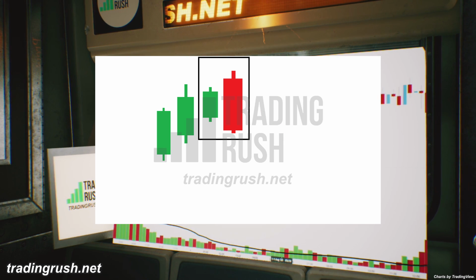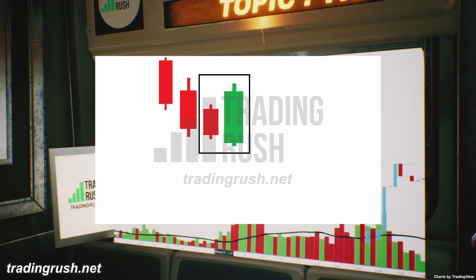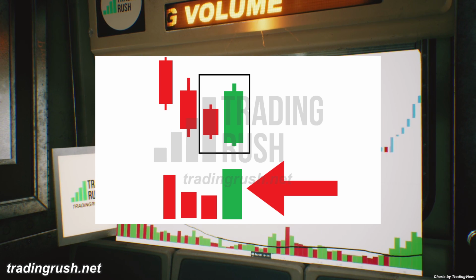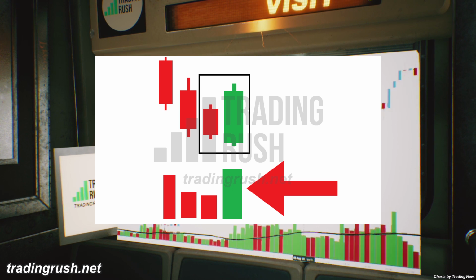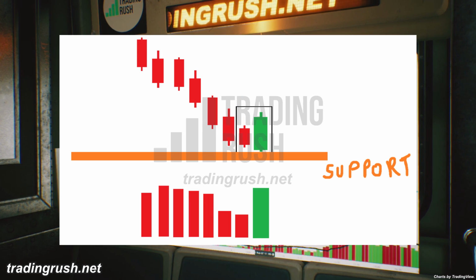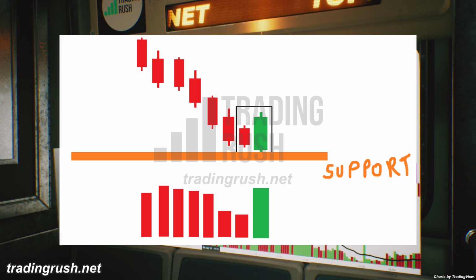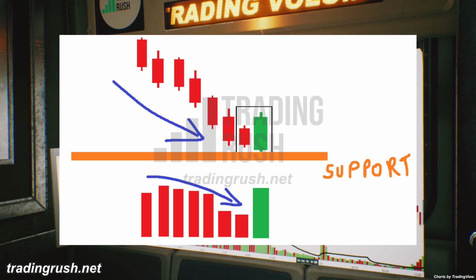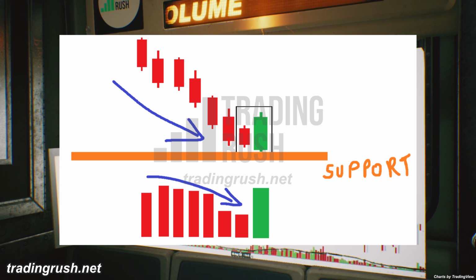Not all engulfing patterns are worth trading. To filter out false engulfing signals, you should take a look at the volume. Let me give you an example. Let's say you are waiting for the price to reach a support level. To make sure the support has a high chance of working, you look at the volume.